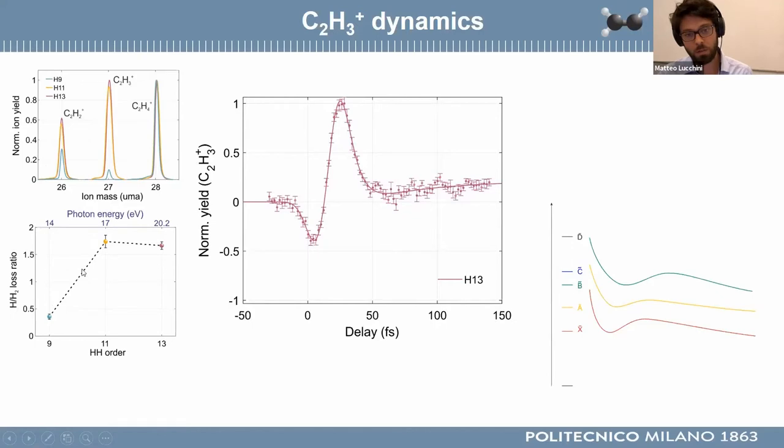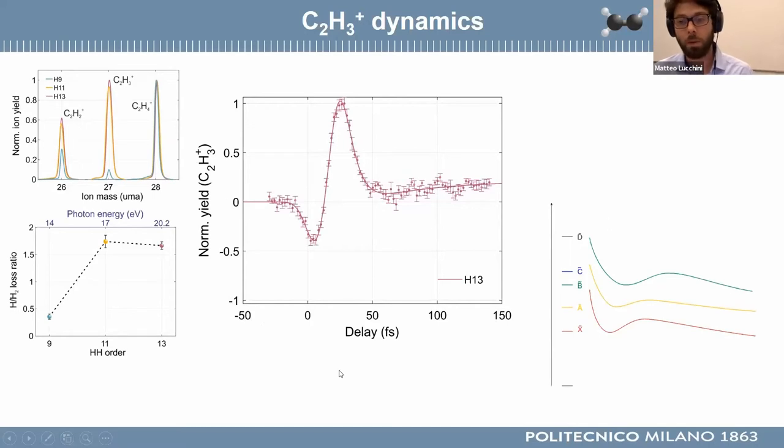This behavior has been known in literature. It's a static measurement. It doesn't require any pump probe measurement here. But the explanation for it is not really unique, at least. There are theories which say that the main role is played by a conical intersection located along a local CH stretching. Another theory said instead that the torsional motion is what determines the fragmentation and the production of C2H3 or C2H2, or if you want, the loss of H2 or loss of H.